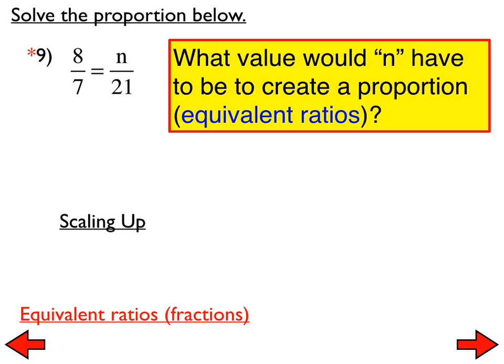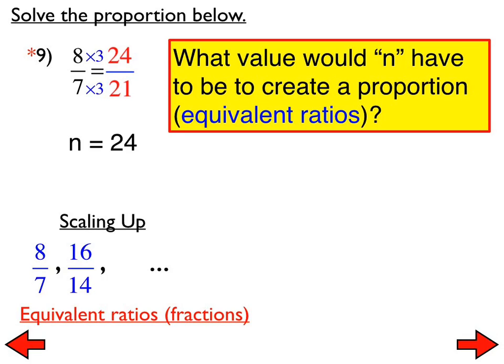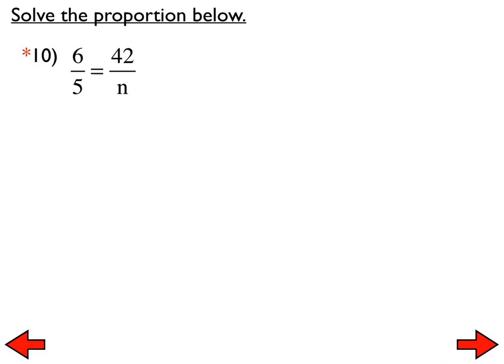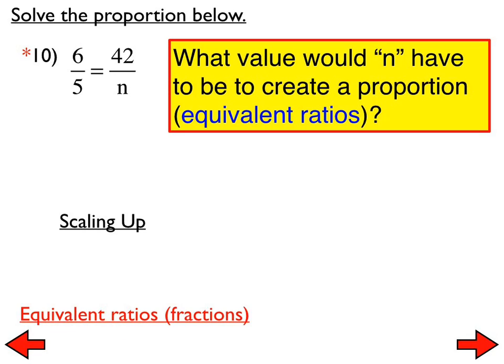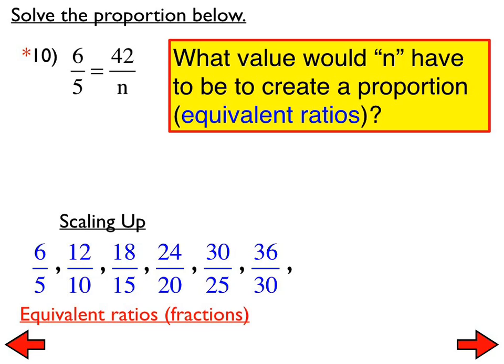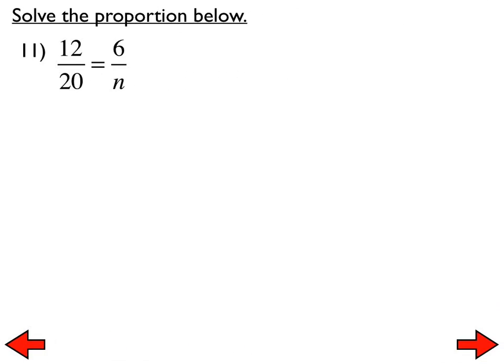We could scale up, starting at 8 over 7, creating equivalent ratios until we found one that satisfies what we need. Or we could multiply top and bottom by 3, so n is 24 on that one. And then number 10, we could scale up or multiply top and bottom by 7 to get the value of n equals 35, which is what we're looking for. All right, so that's pretty easy. Let's now take a look at number 11.